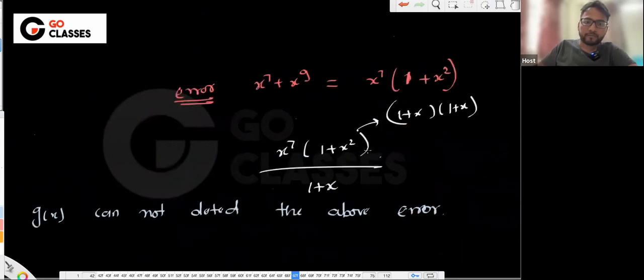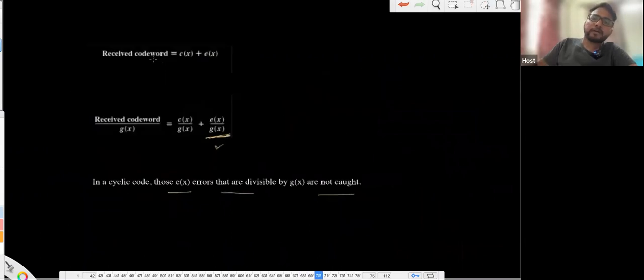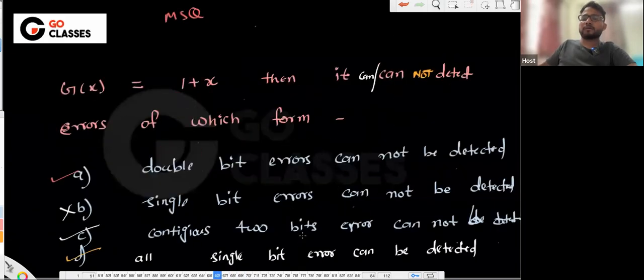Okay, I hope you understood, right? Anyway, let's just go step by step. We have just moved a little far. So this was just to give you an idea that you need to check whether the generator is able to divide the error or not. If that is able to divide, it's bad news, which means you cannot detect that error.